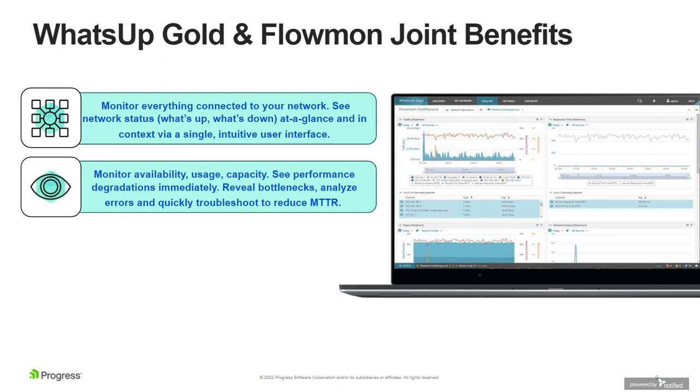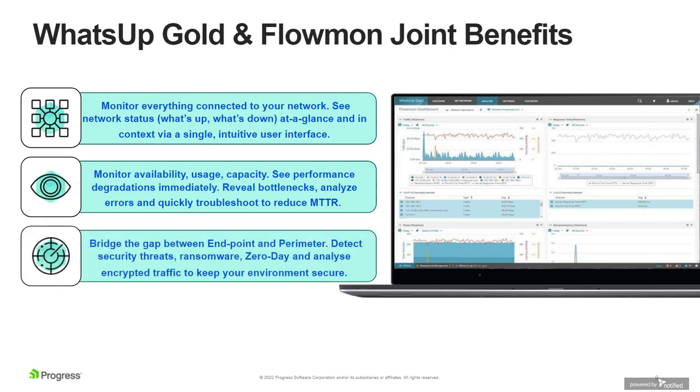Combined with Flowmon, you can monitor not just the up and down status of that infrastructure, but the availability of the software on that infrastructure, how it's being used, the capacity. You can see performance degradation quickly. You can find those bottlenecks. You can analyze the errors, and you can troubleshoot very quickly. You're also getting the security capabilities that let you bridge the gap between endpoint and perimeter and find those ransomware issues, those zero-day threats. You can analyze encrypted traffic, and you can keep your environment secure.